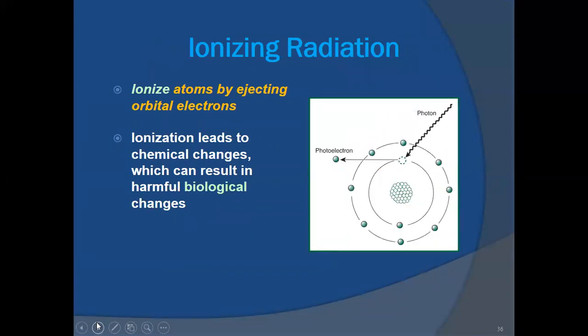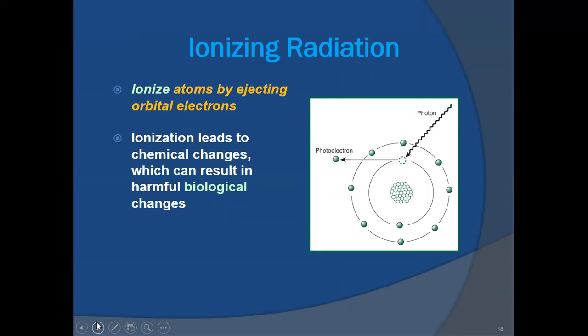Now we are concerned about ionizing radiations, and ionizing radiations are able to eject orbital electrons from atoms. And only X and gamma rays in the electromagnetic spectrum have the energy to cause ionization. A single X-ray photon can cause many, many ionizations in a patient's body.